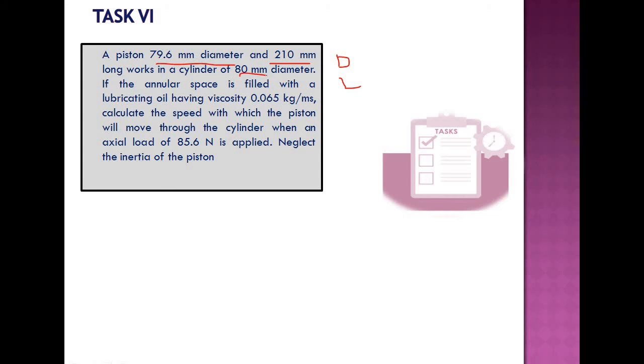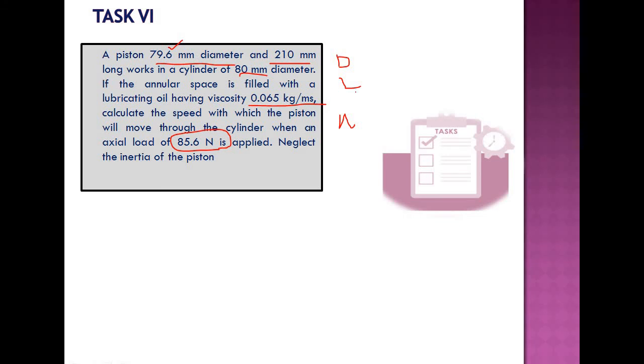80 mm is the diameter of the cylinder that contains the 79.6 mm diameter piston. So what is the gap? 80 minus 79.6, that is 0.4 mm. 0.4 mm is the thickness of the oil film here. If the annular space is filled with a lubricating oil having viscosity of 0.065 kg per meter second, again that is SI unit, mu is given. Calculate the speed with which the piston will move through the cylinder, that is, you want to find out the speed U when an axial load of 85.6 Newton is applied. Neglect the inertia of the piston.